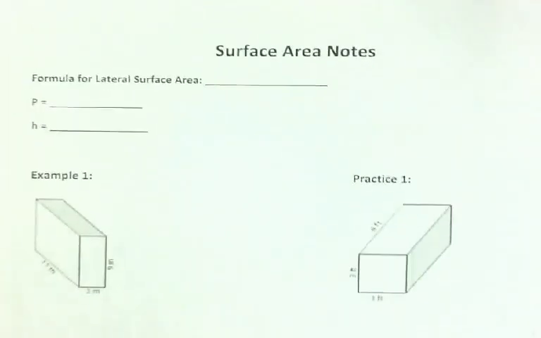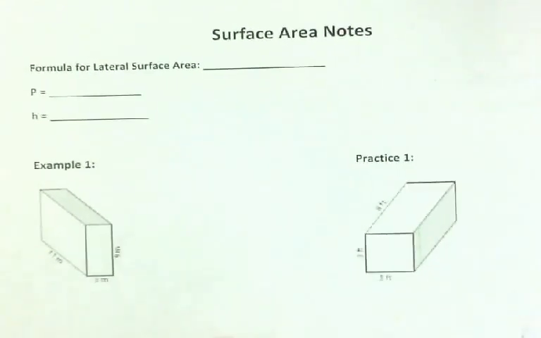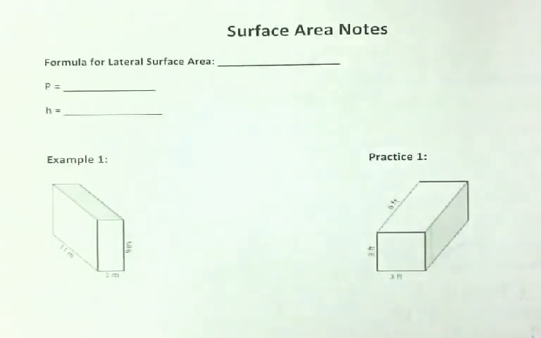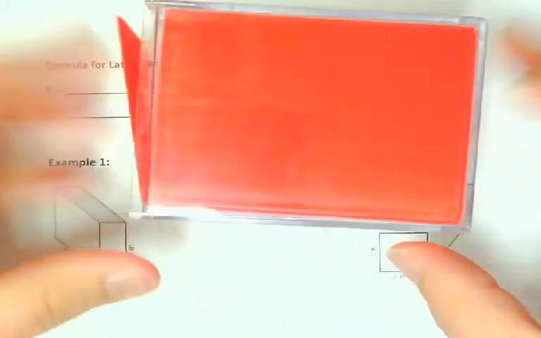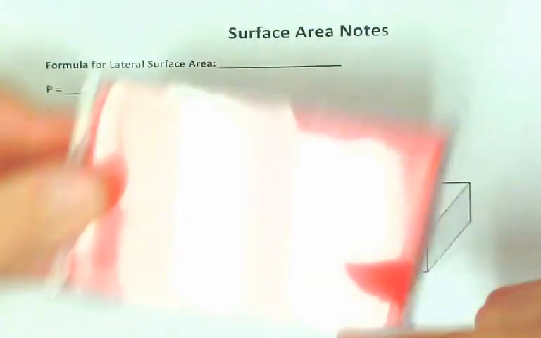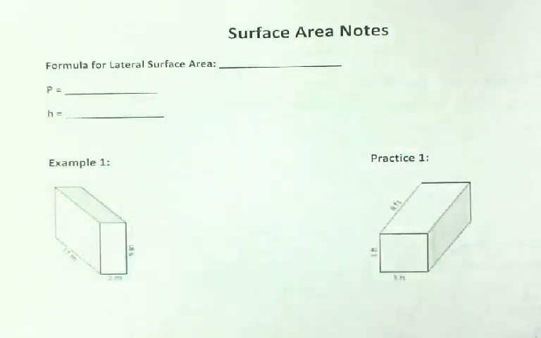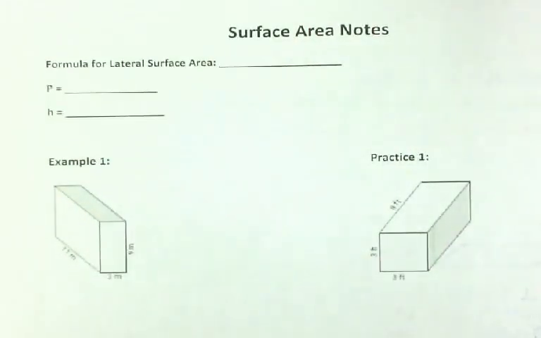Alright, so now we're going to look at lateral surface area. Okay, so when you look at lateral surface area, remember, lateral surface area is only the area of the lateral faces. So on a rectangular prism, if these are the bases, then I only need to find the area of the middle faces, not the bases. So remember that lateral surface area is only the area of the lateral faces, not the bases.